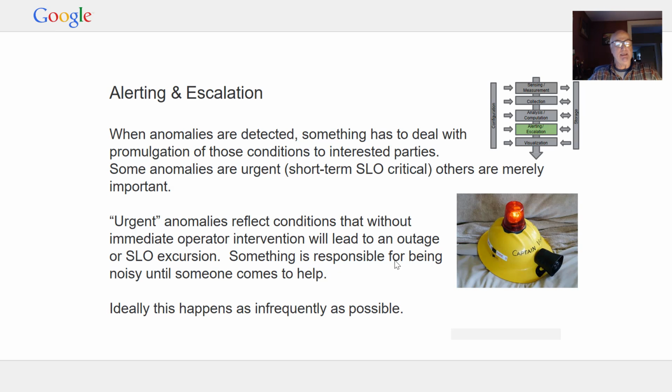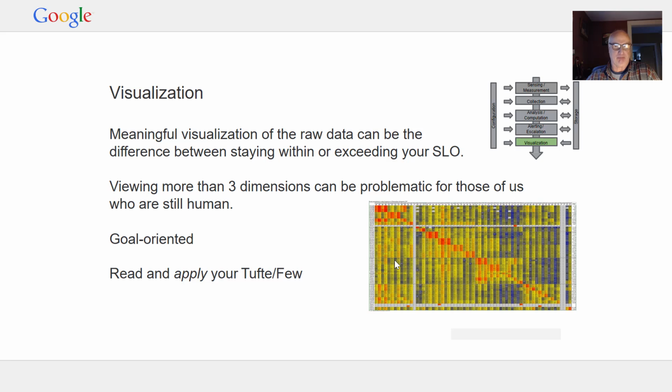Alerting and escalation. So what do we do with this stuff? When our analysis points to something, what do we do with it? Well, we need to turn on the light on top of the helmet there, so that people who can do something with this information are able to do something with it.